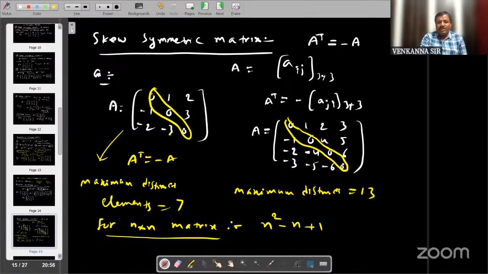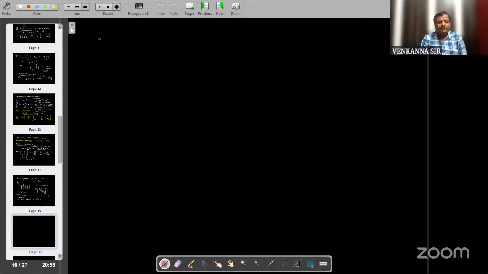What are the important points here? First one: all principal diagonal elements must be zeros.